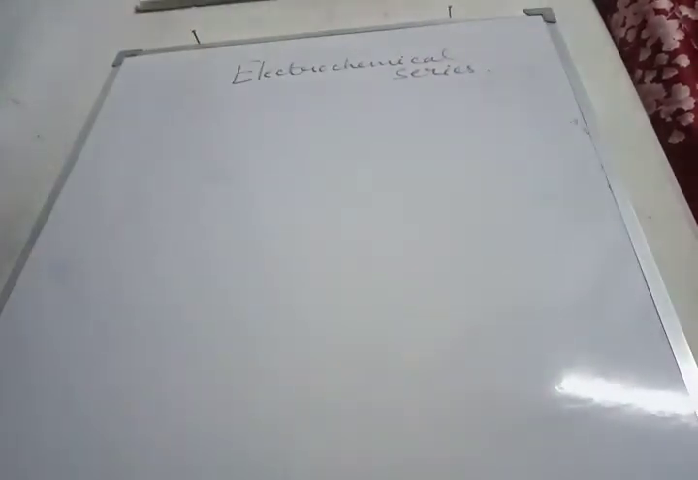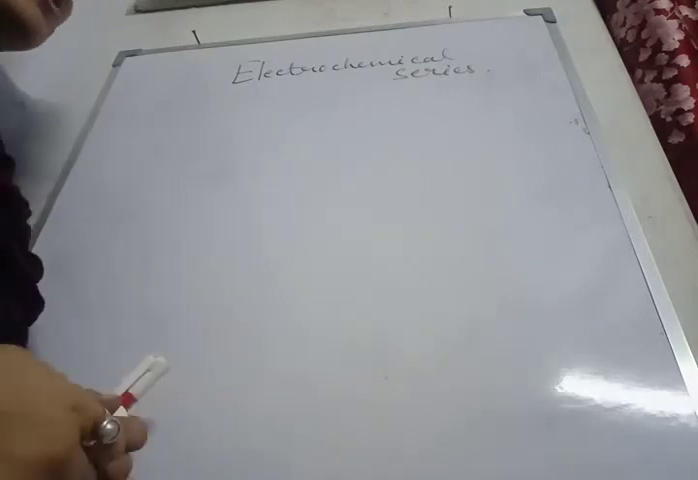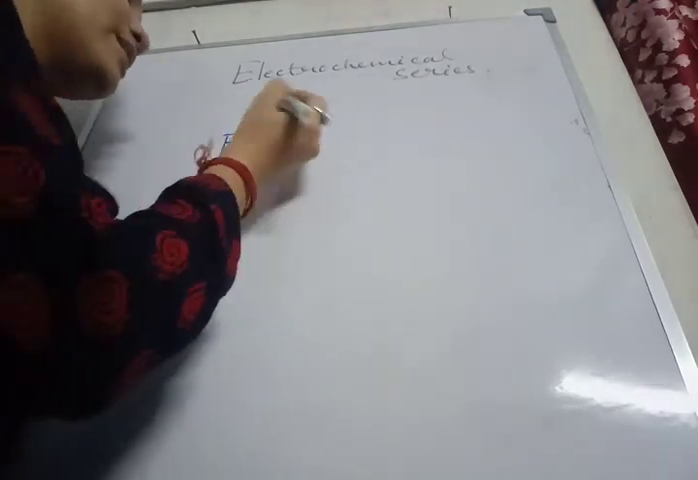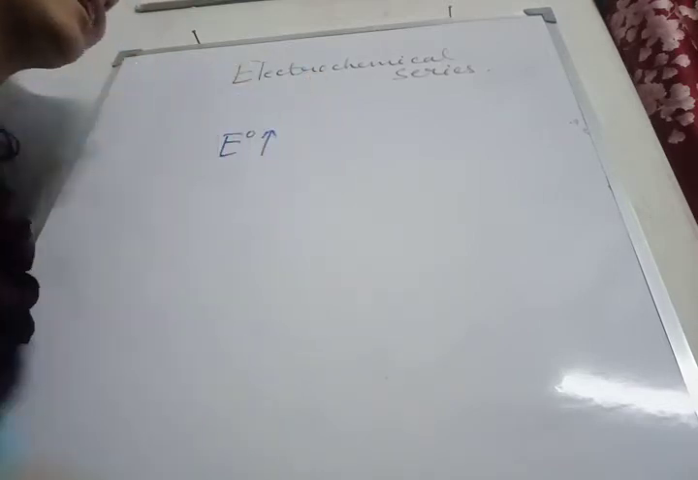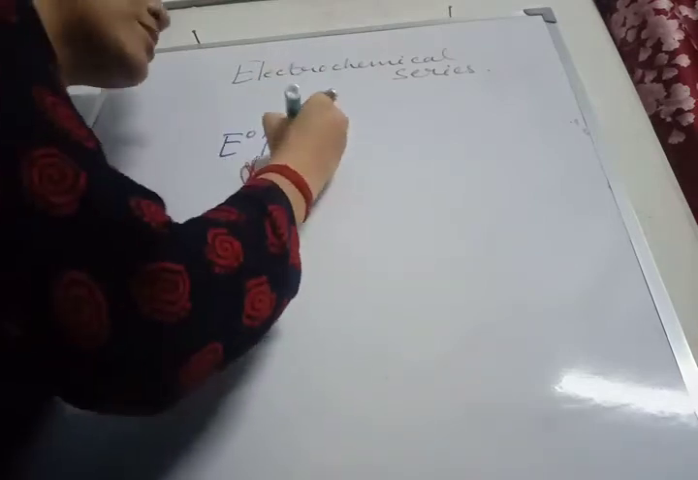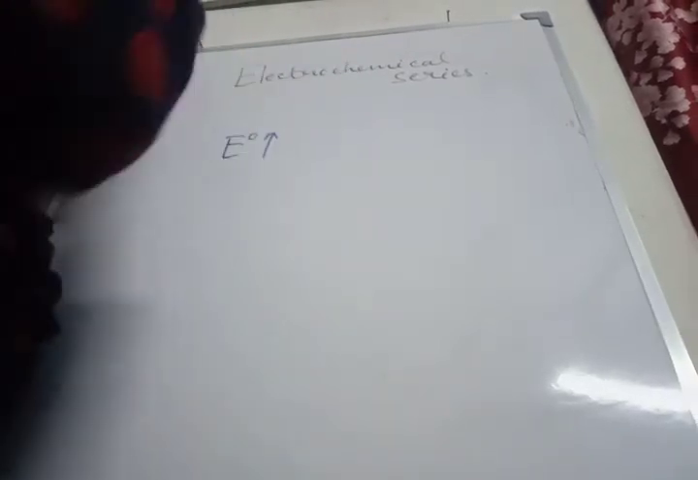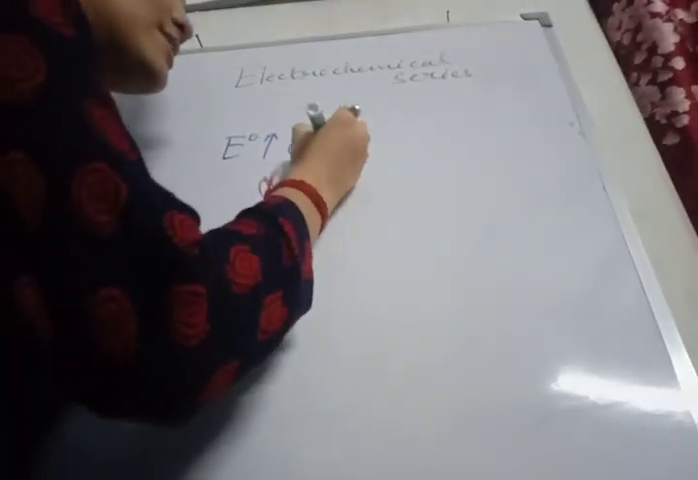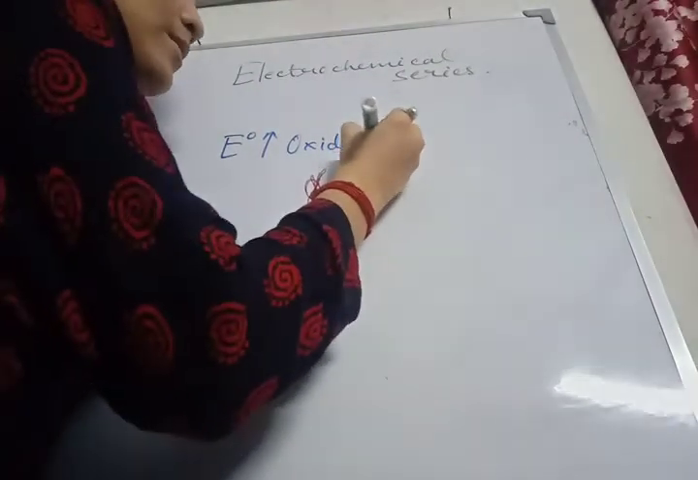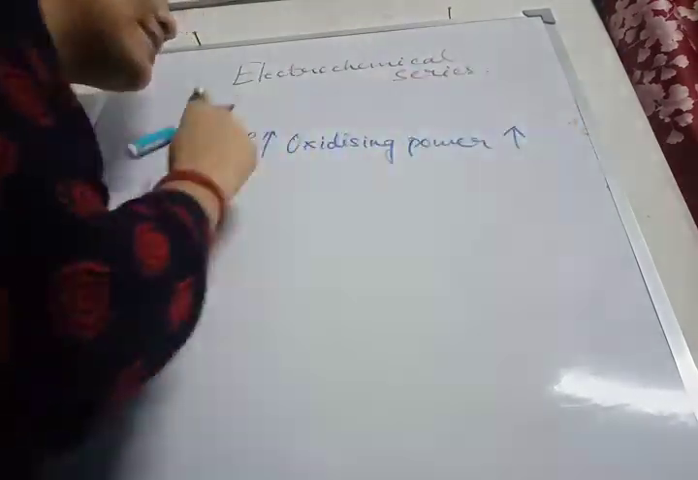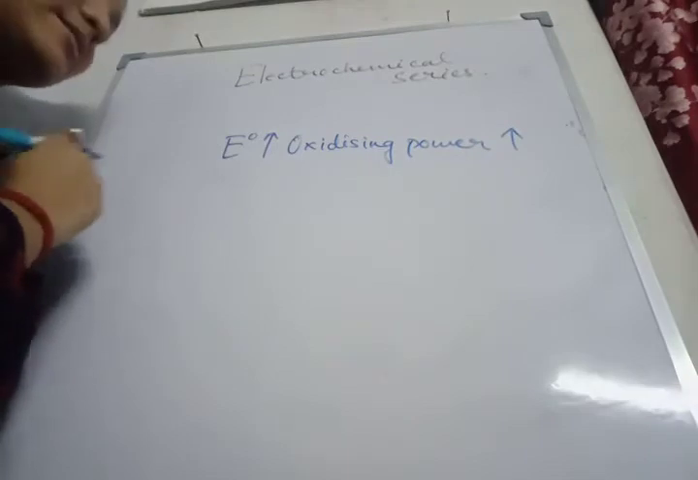From the value of the standard electrode potential, we can understand which one is a better oxidizing agent and which one is a better reducing agent. As the value of E0, that is the standard electrode potential, increases, the tendency of the element to get reduced increases. So their oxidizing power increases. So the higher the E0 value, the better the element is as an oxidizing agent.